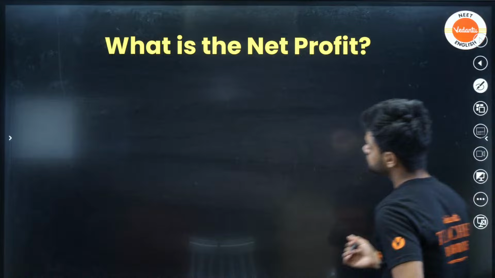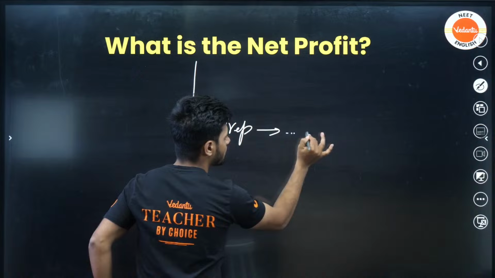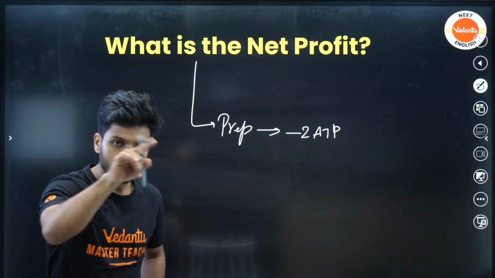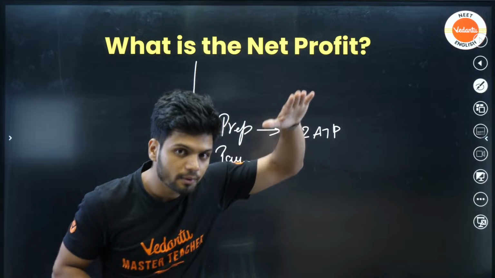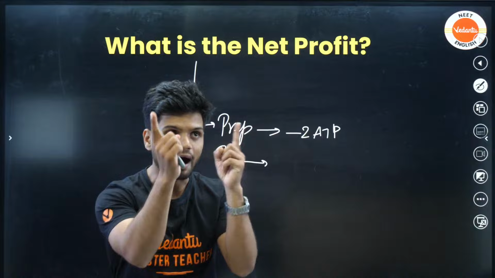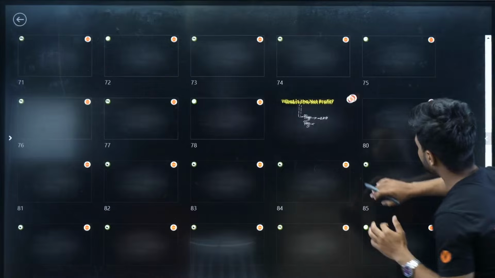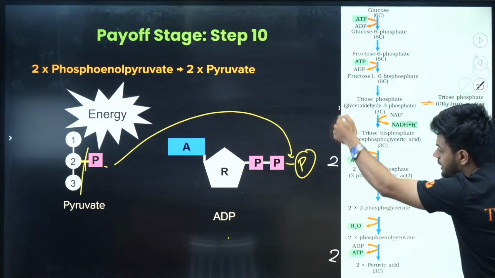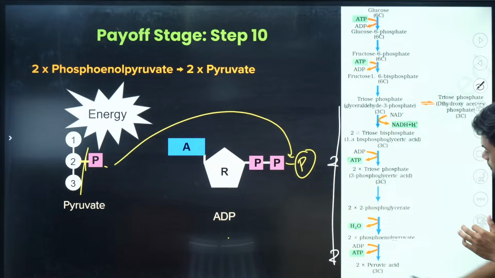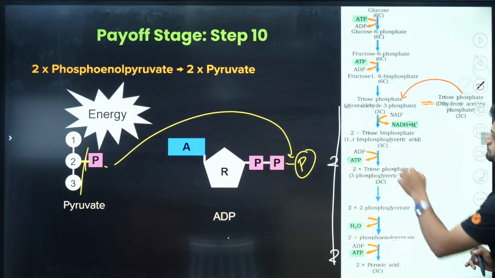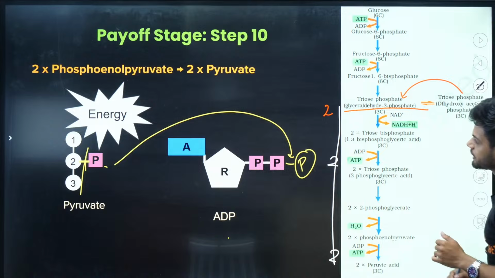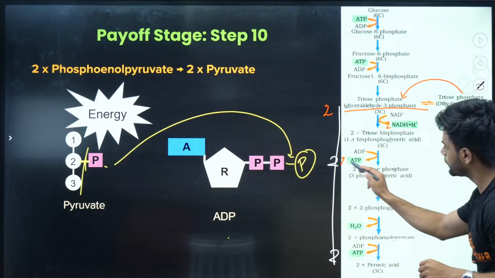In your preparatory stage, minus 2 ATP. In your payoff stage, there were 2 NADH produced. Remember, students, in the payoff stage, everything is double. Why double? Because we have isomerization. From this point onwards, everything is double. See here, 2, 2, 2, 2, and finally also 2 pyruvic acid. Why? Because DHAP got converted to glyceraldehyde phosphate. So from here onwards, we had everything double. So this also is double, 2 NADH. Here also we have 2 ATP, here also 2 ATP.